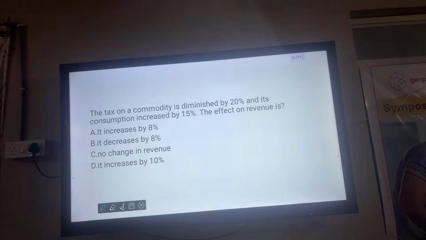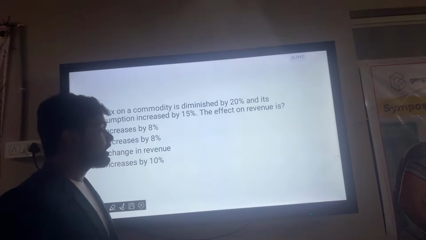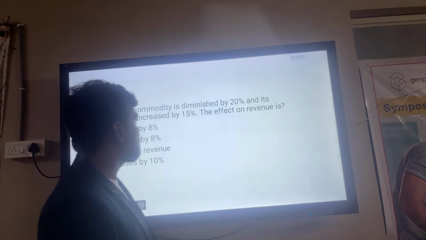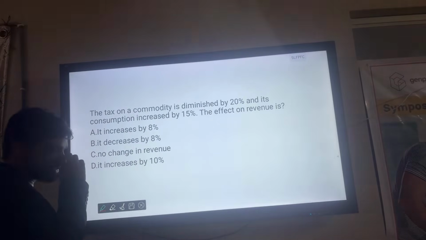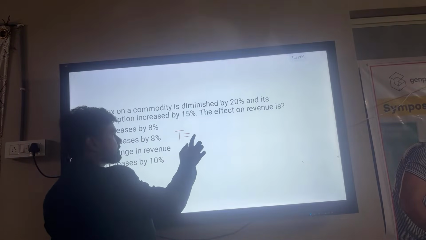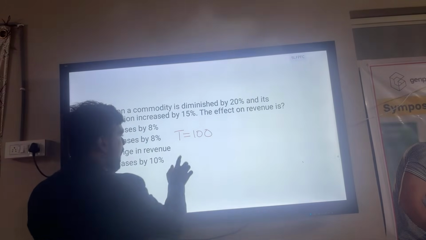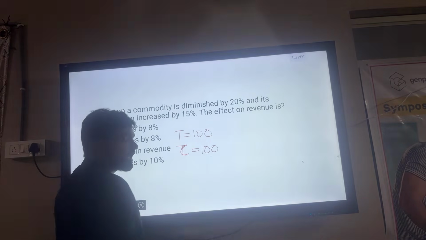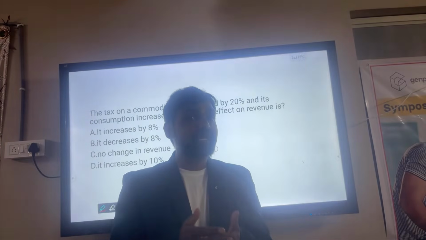The tax on a commodity is diminished by 20% and its consumption is increased by 15%. The effect on revenue. So the actual tax was diminished by 20%. First, suppose tax is 100 rupees, let's say, and consumption I am taking 100 chocolates. I am eating 100 chocolates. On one chocolate they are paying the tax 100 rupees.